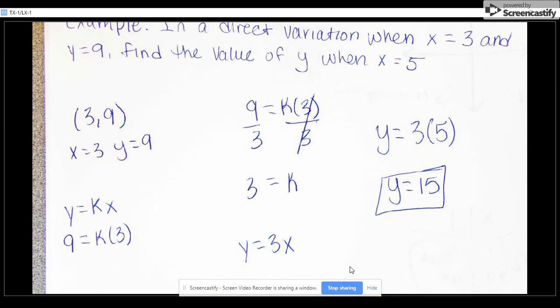So again, the whole point of this is to find an equation that you are going to consistently use in order to find an x or y amount on this line. The direct variation is a straight linear line that is either in the positive or the negative direction, and it always goes through (0, 0).